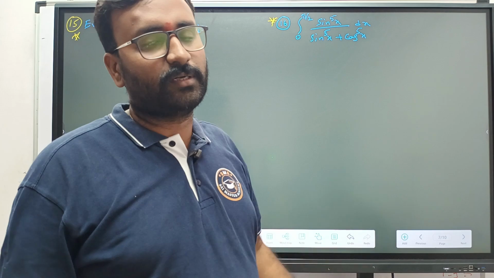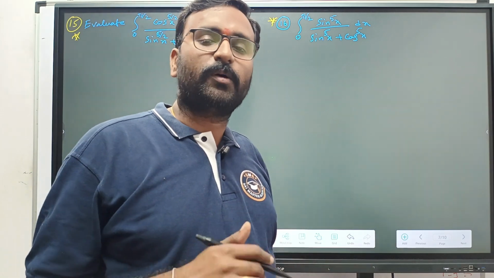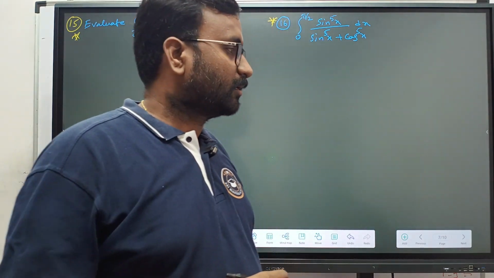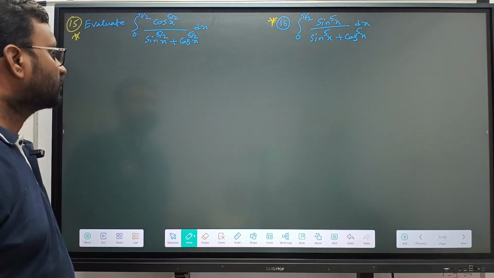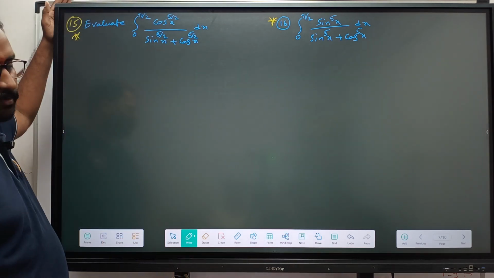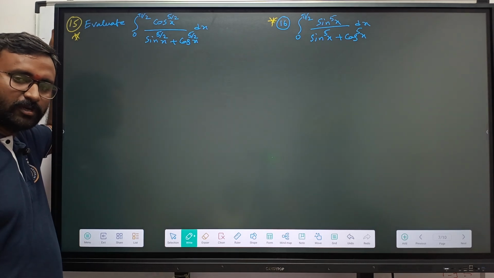Continuation of definite integration. We already completed part 1, the introduction, some properties and some examples. Now we are going to start part 2, continuation problems and very important problems. Mostly you will get these for 4 marks.